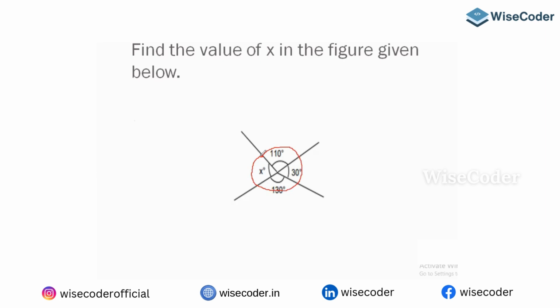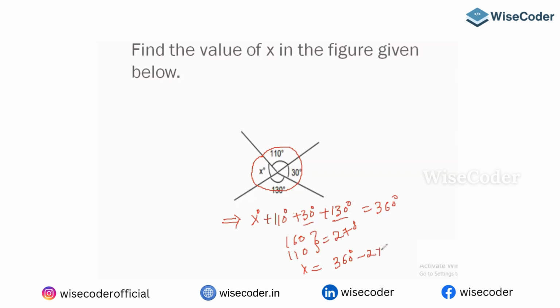Hope you paused the video and you have tried it. And let's see the solution. The sum of the angles at a point is 360 degrees. So that is nothing but x degrees plus 110 degrees plus 30 degrees plus 130 degrees. Okay. 130 plus 30 is 160. 160 plus 110 is nothing but 270 degrees. And this 270 degrees is equal to what? 360 degrees. Now, if I want the x value, it is nothing but 360 degrees minus 270 degrees.